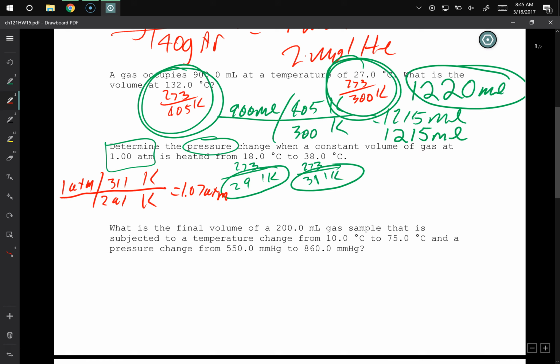1.07 to 3 sig figs. All right. So my new pressure would be 1.07 atmospheres.